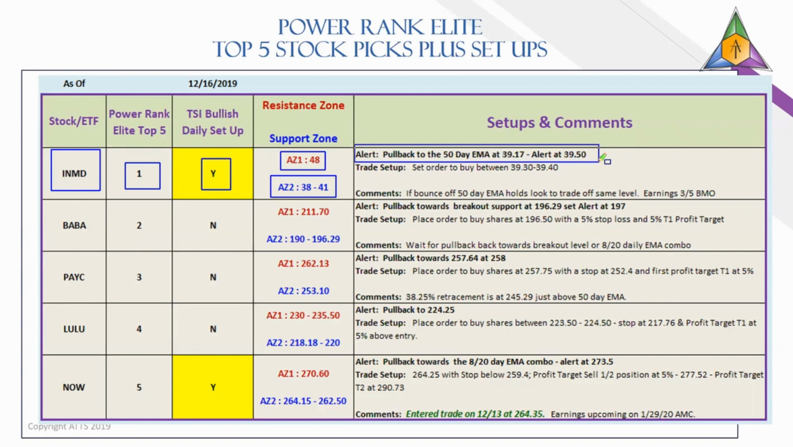In this case, I want to set an alert on a pullback towards the 50-day moving average at about, and I call it 39.17, and also one at 39.50. So if you're familiar with how to use your charting program, that's where you set your alerts in. Then the trade setup: set an order to buy between 39.30 and 39.40. And normally I'll have like a 5% stop loss on that, unless there is another technical stop to go into that. So there's my trade setup.